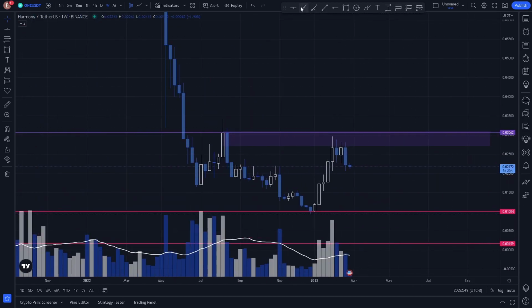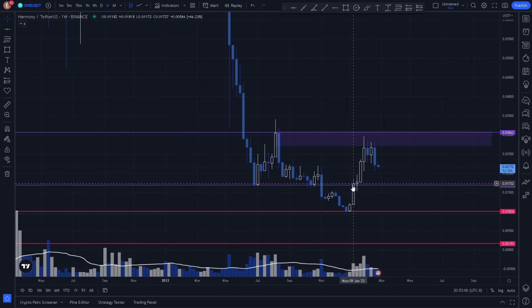We can also go ahead and plot a key support level right here, as we see price hit multiple times, acting as support. And we see a reaction to the same key level here.